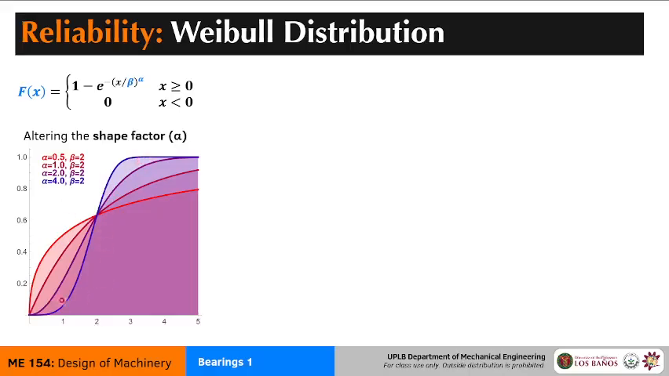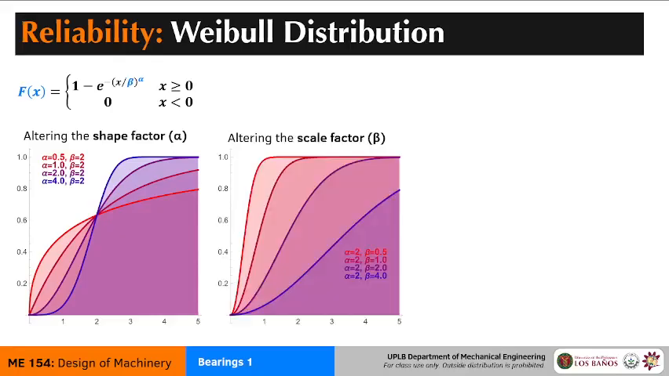It kind of looks like the steady state phase angle of a harmonically excited vibrational system, but maybe you've already forgotten that. So the shape factor, the exponent of the exponent, controls the shape of the distribution. Now, the scale factor controls the amount of distribution, like how spread out is your data.